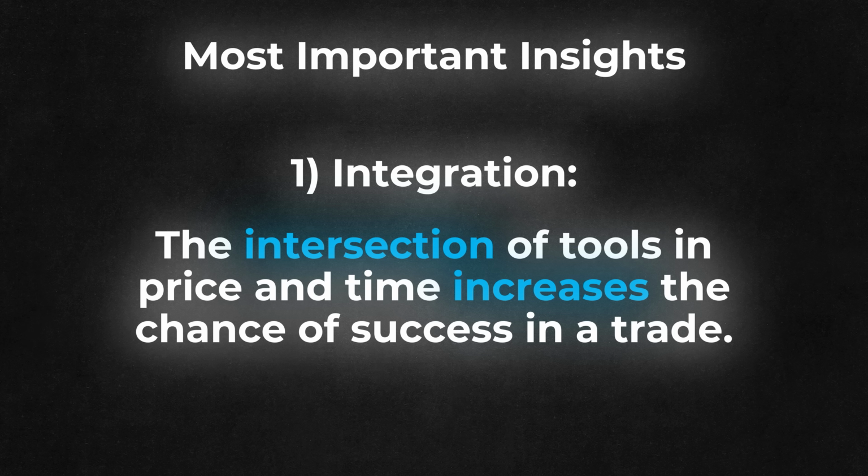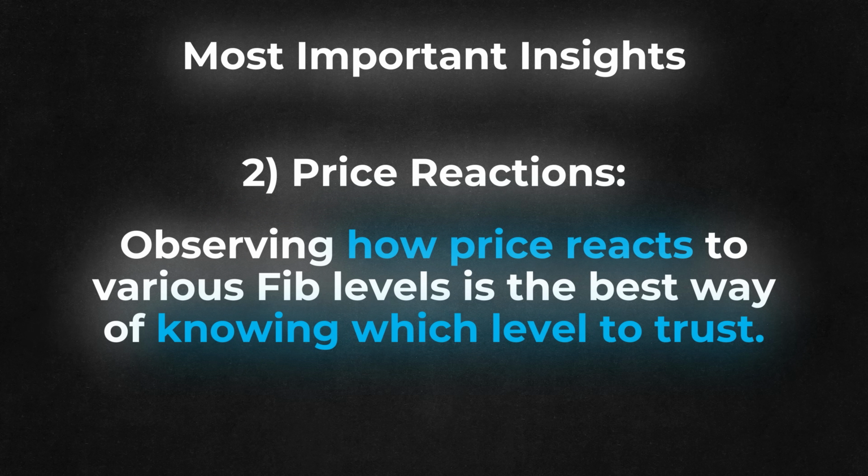Another way of thinking about this is that integration is the only way of differentiating between coincidence and causality, since trading is a game of incomplete and asymmetric information. Number 2. Price reactions. One of the most important things in trading with support and resistance lines such as Fibonacci ratios is to observe the price reaction to it.